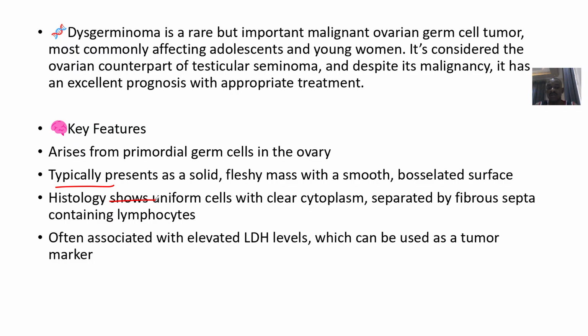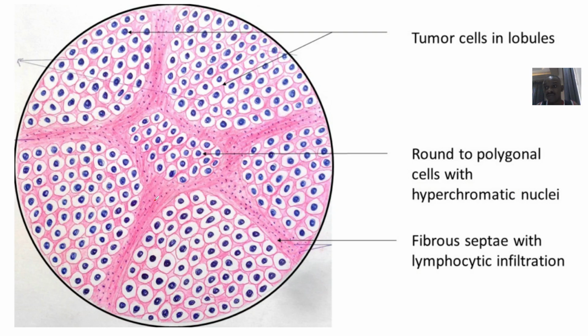Alright. It is often associated with what? The person will have high lactate dehydrogenase levels. This too is a marker for the tumor. So if you do one or two blood tests and you see lactate dehydrogenase being high in someone you suspect has this type of tumor, it further confirms it.